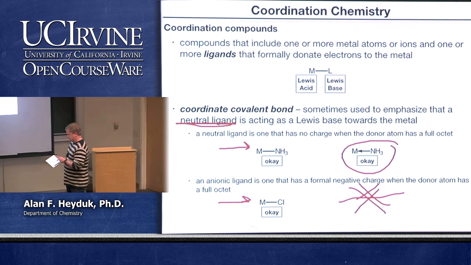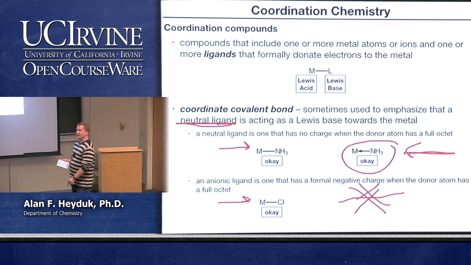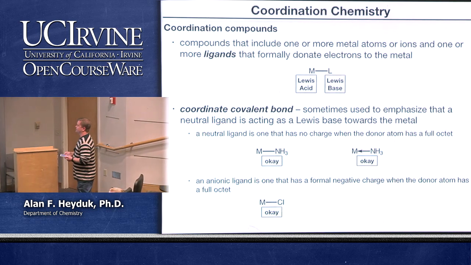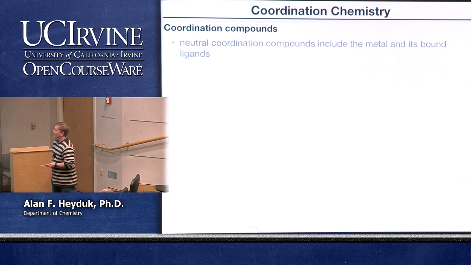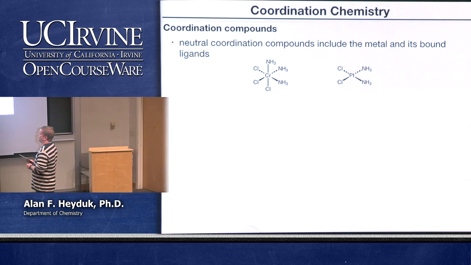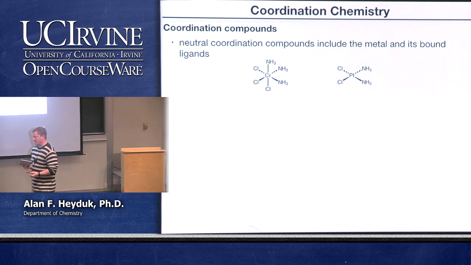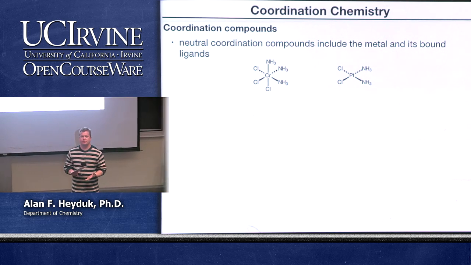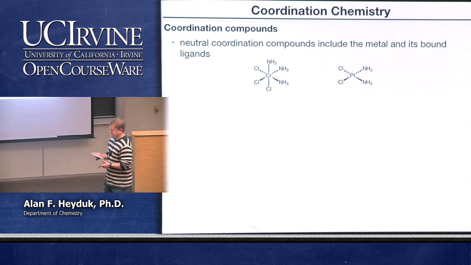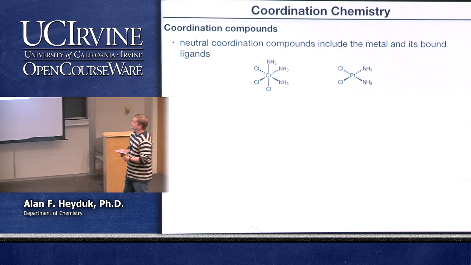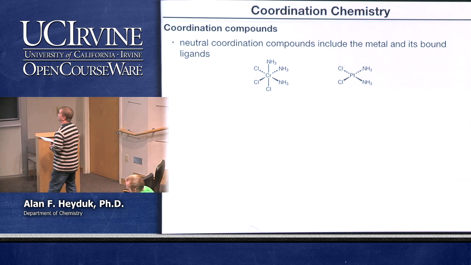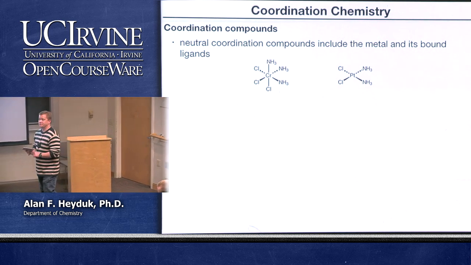But this can be a very useful way of drawing bonds between neutral Lewis bases and Lewis acidic transition metals. A neutral coordination compound includes the transition metal and all of the Lewis bases that are coordinated to it. Here we have two examples: triamine chromium trichloride and diamine platinum dichloride.